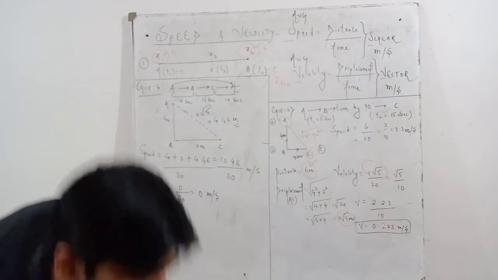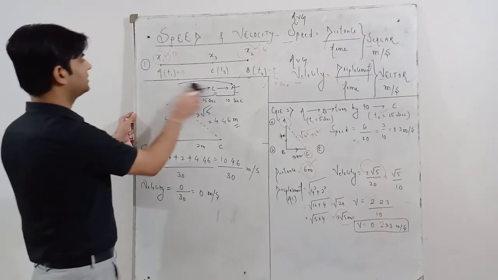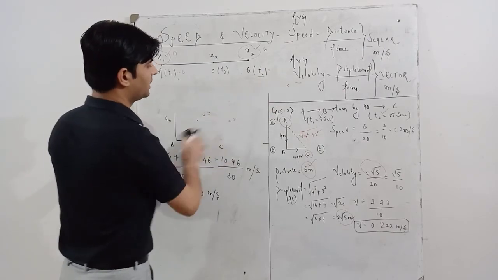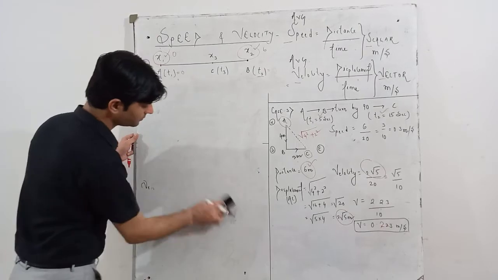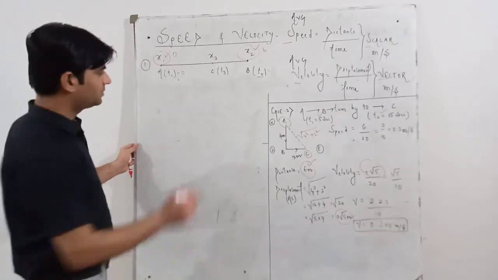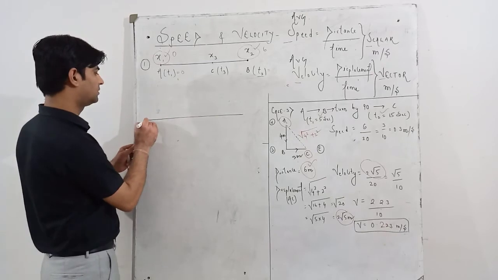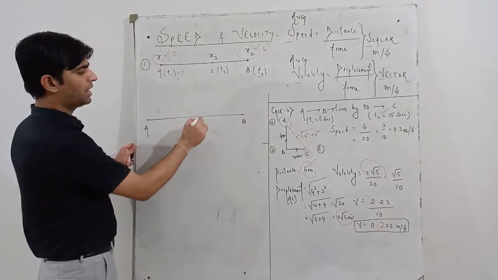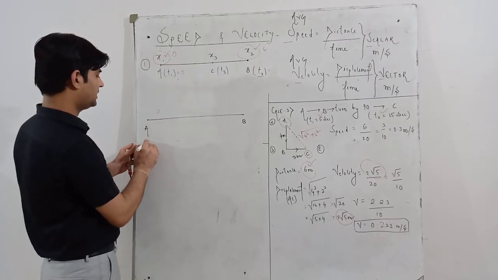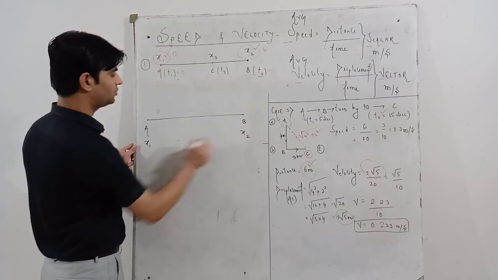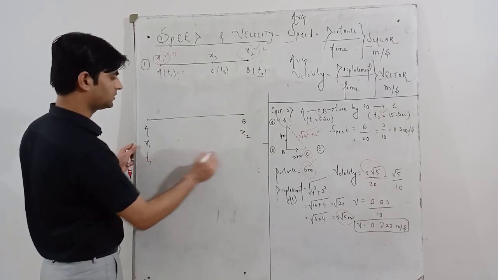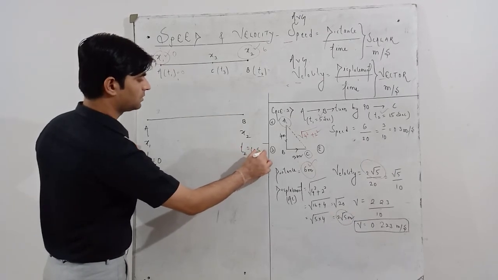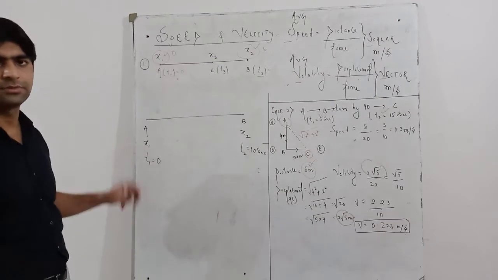Now, what are instantaneous speed and instantaneous velocity? In the same diagram as case number 1, suppose this is a straight line from point A to point B. Here I am writing x1, x2, and t1 is suppose 0 and t2 is suppose 10 seconds.